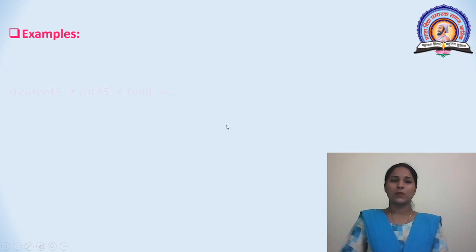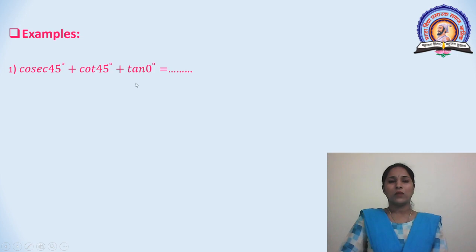For some examples: cosec 45 degree plus cot 45 degree plus tan 0 degree is equal to what? Here, for these angles we can find the values by using the trigonometric table. All 6 functions give values, but here you are given 3 functions, cosec, cot and tan. First we have to find these values, which we already studied in 10th.